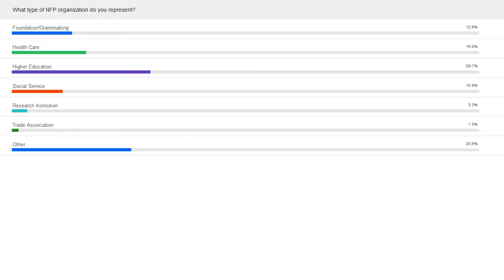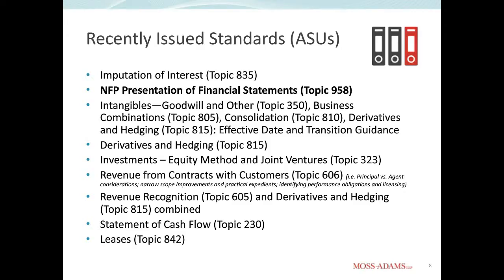category. I think this is helpful for us as we go through our presentation here and try to ensure that we're hitting on some of the key aspects that impact the majority of our listeners. We don't have another polling question. That comes up later. Okay, we are going to talk again briefly about some of the recently issued standards.